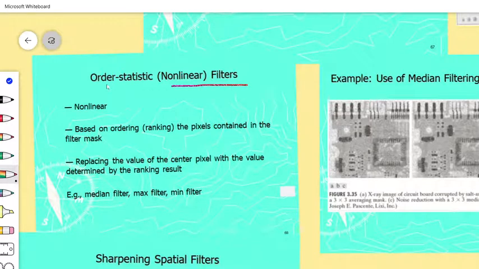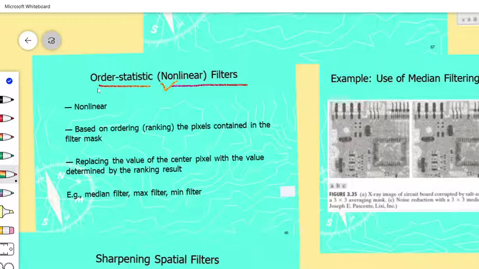We also call these order statistic filters. The order statistic filters we are calling non-linear filters. The commonly well-known term is non-linear filters. Up to now we discussed linear filters. Now we are discussing non-linear filters.